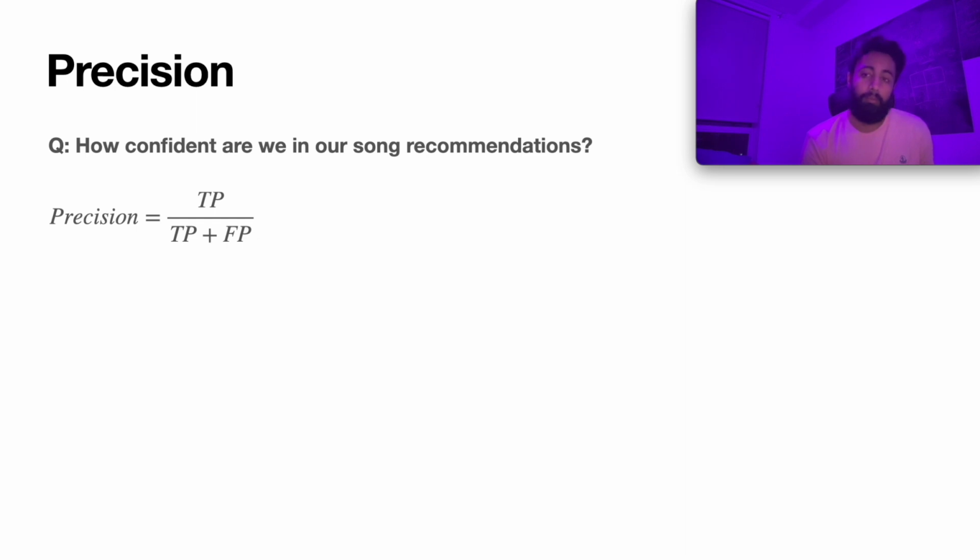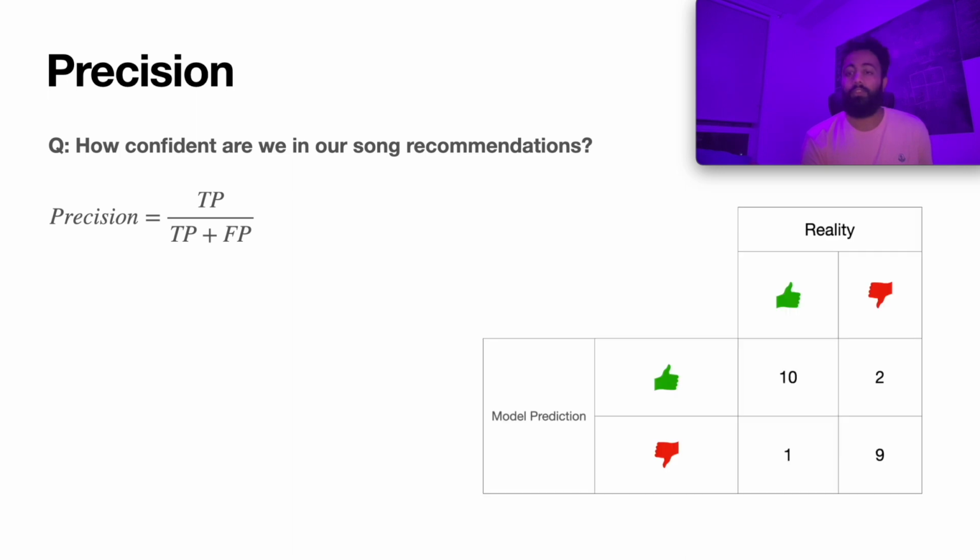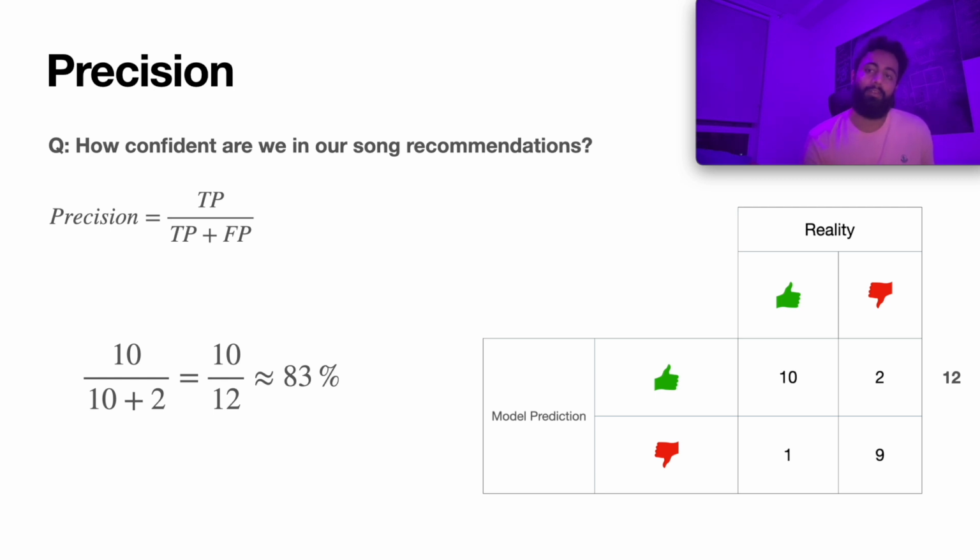If our model makes a recommendation for a song, how sure are we that the song is actually good? For this, we try to measure how well our model prevents against type 1 errors or false positives. And to do that, we use precision. We basically take a look at the song recommendations our model made and see which portion of them were actually good. Using the same confusion matrix, we can see our model predicted 12 values as being good. And if we take a look at the formula, we can calculate the precision to be around 83%. So around 83% of the songs our model predicts are actually good song recommendations.